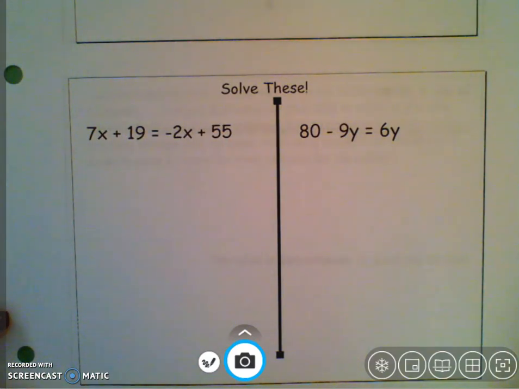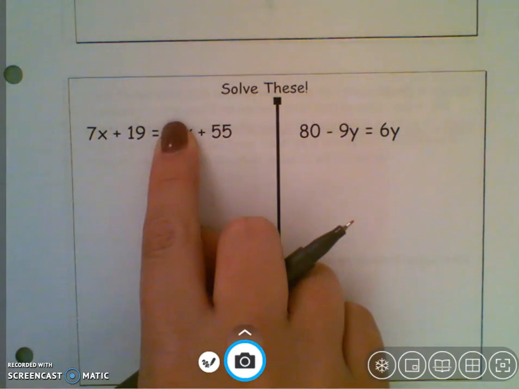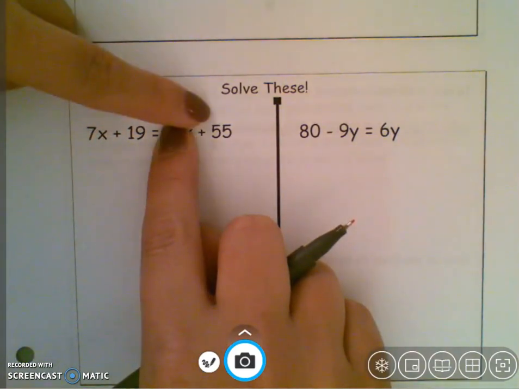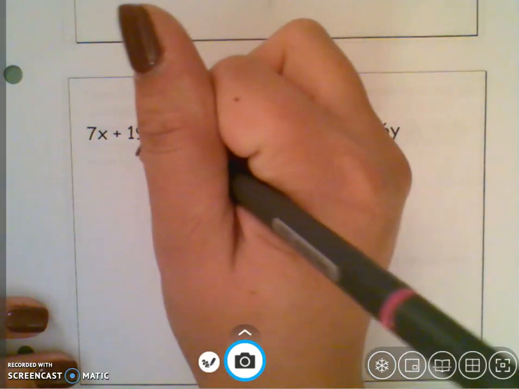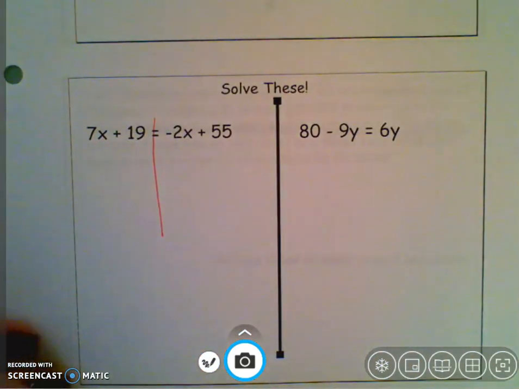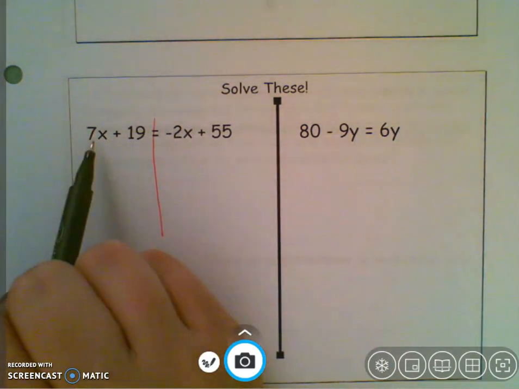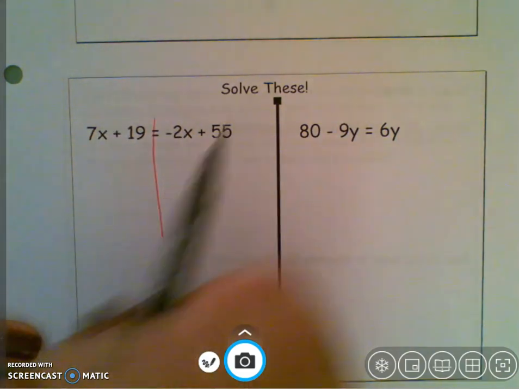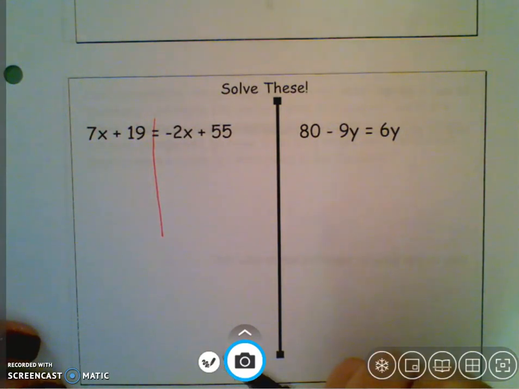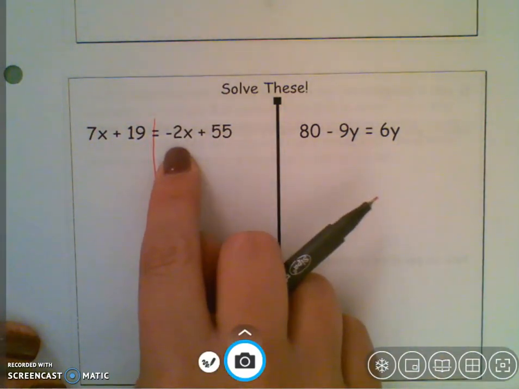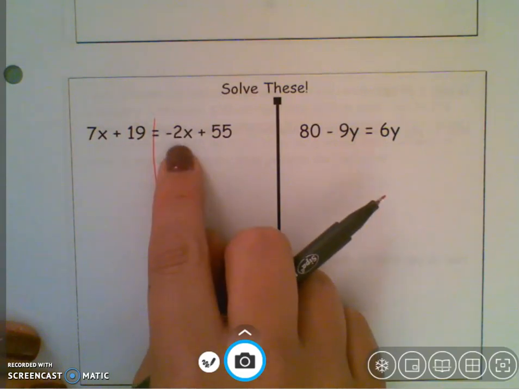But now instead of it just being 7x plus 19 is 55, we have another x, which isn't a big deal. We need to make sure all our x's are on one side and all the numbers are on the other side. So in this case, if we want to move the x over, we can move the 7x to the right, or you can move this negative 2x to the left. Personally, I am going to move this negative 2x because I want to get rid of this negative.